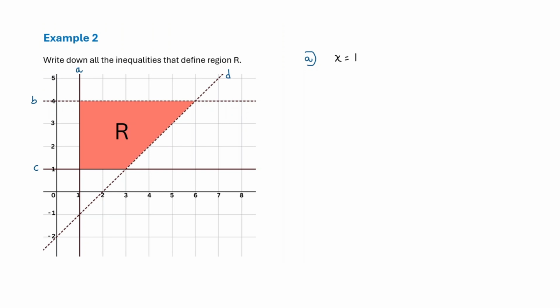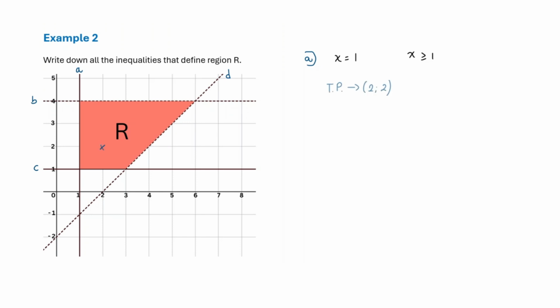The line is solid, so the boundary is included. This means the inequality is either x is greater than or equal to 1, or x is less than or equal to 1. Region R is to the right of the line, so we guess x is greater than or equal to 1. Now we check this using a test point inside region R.